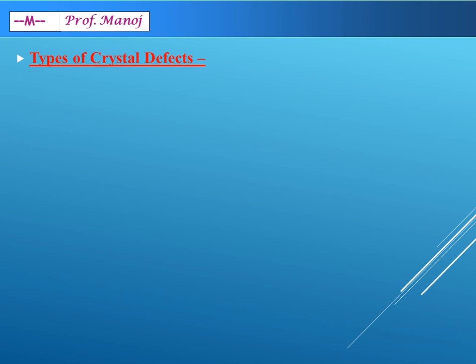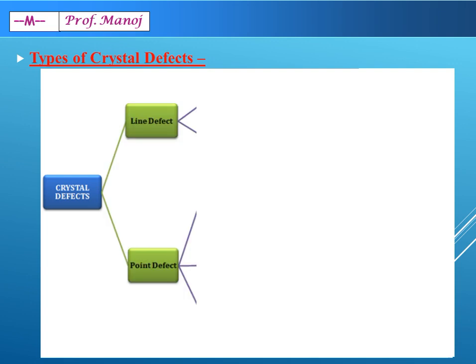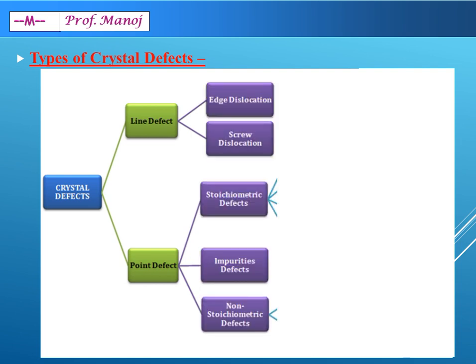For understanding better, we are classifying the crystal defects. The first two types of crystal defects are called line defect and point defect. Line defect is further classified into edge dislocation and screw dislocation. Point defects are stoichiometric defects, impurity defect, and non-stoichiometry defects. In our syllabus, we will not be studying line defect at all.